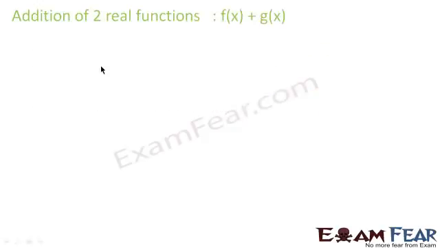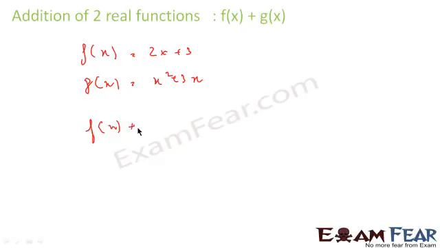Let's take addition. When you say f(x) plus g(x), let's say f(x) is equal to 2x plus 3 and g(x) is equal to x square plus 3x. So when you say f(x) plus g(x), you add these two functions. This becomes 2x plus 3 plus x square plus 3x. It becomes x square plus 5x plus 3. So this is one example of addition of two real functions.